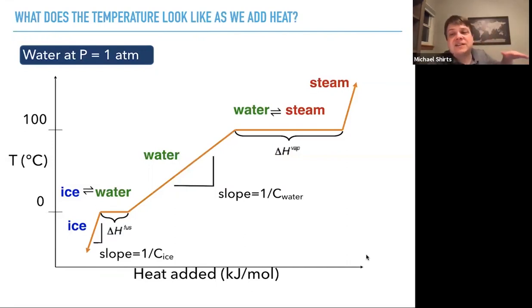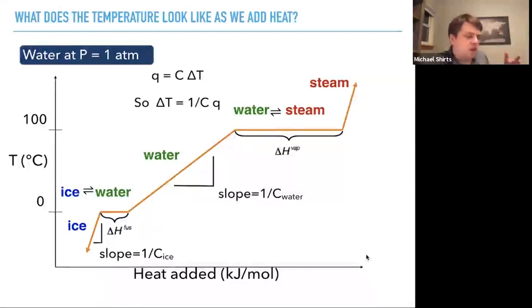You heat till you hit a phase transition, then it's flat. Then you add more heat, the temperature goes up till you hit a phase transition, and all the heat goes into converting it from one phase to the next phase. All right. So that's just reminding you that the heat added is the heat capacity times delta T. So delta T will be 1 over the heat capacity times the heat added.